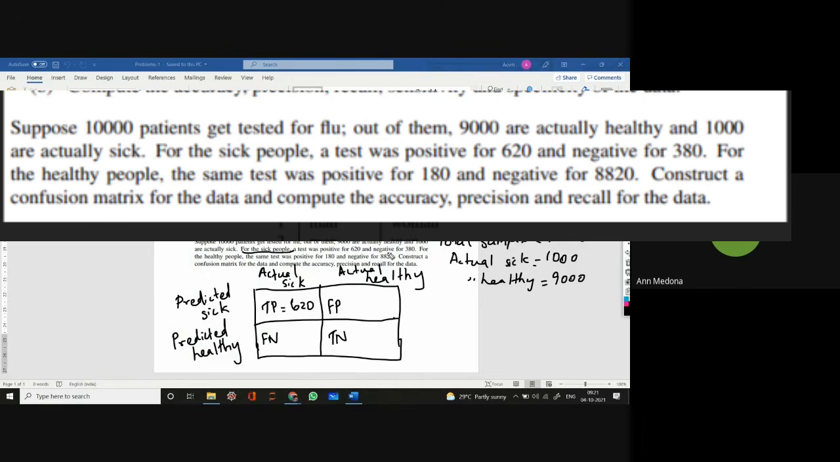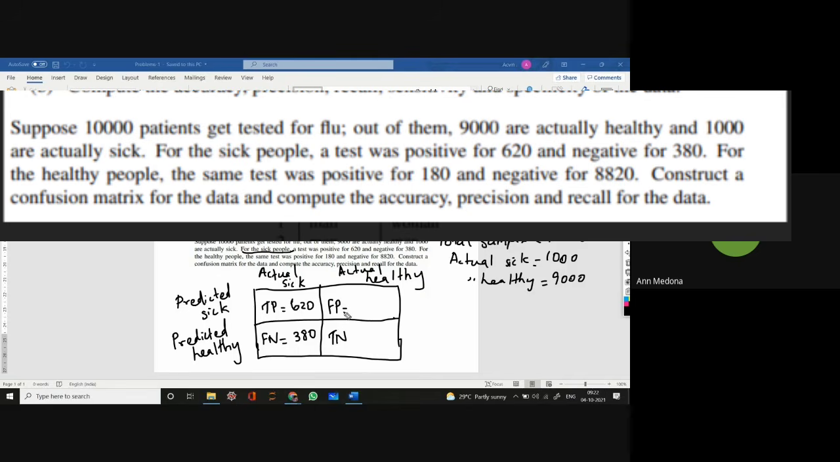Next, negative. Actually they are sick, but they are predicted as negative for 380. Negative means they are healthy, and positive means they are sick. So you should understand that tested positive means sick and tested negative means healthy. So actual sick but predicted healthy is equal to 380. So the false negative value will be equal to 380. If you add these both, you will get the actual sick samples, which is 1,000.